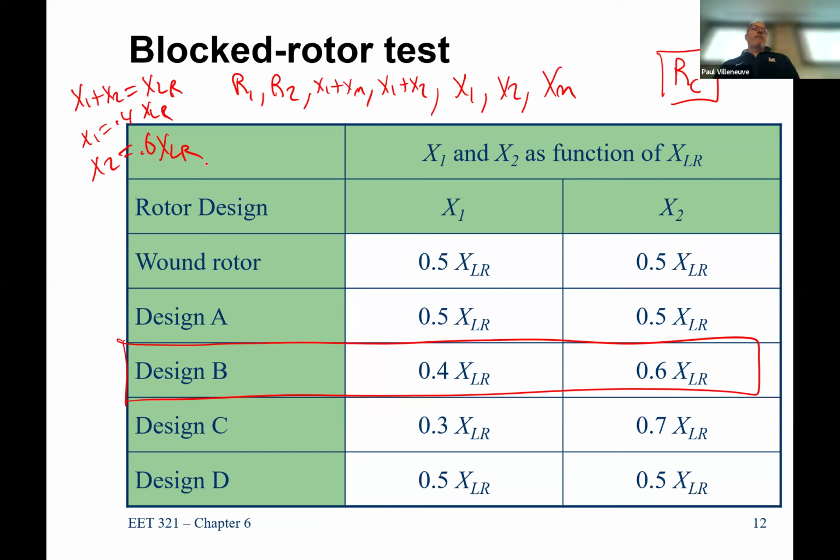So for this, we need to know which type of motor we have. The design characteristics, yes. The vast majority of ones you'll come across in the industry are Design B. Not all of them, but the vast majority.